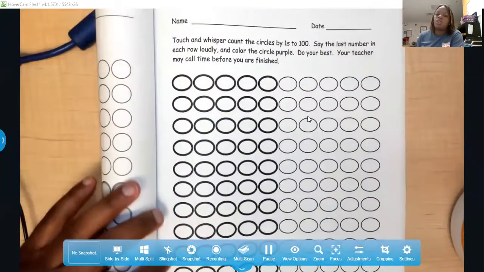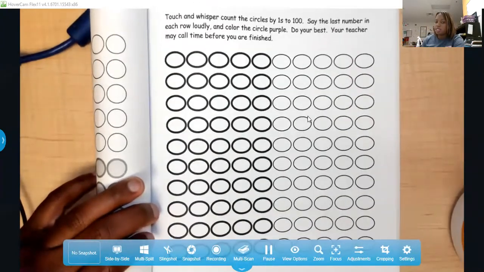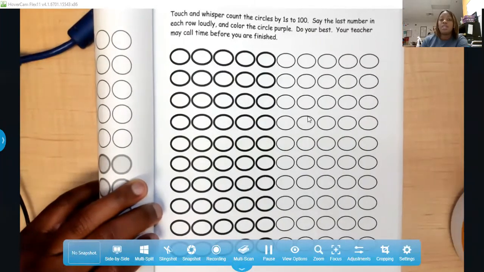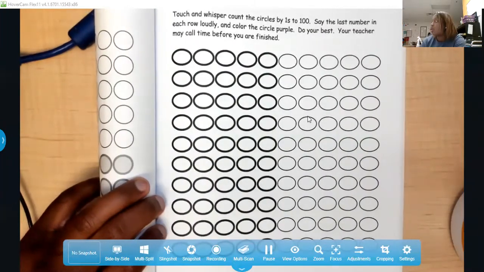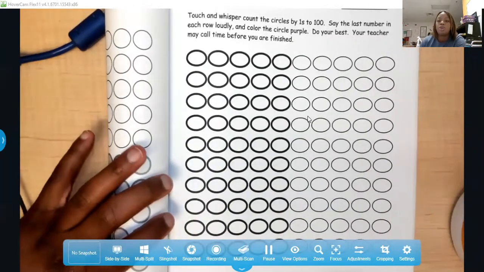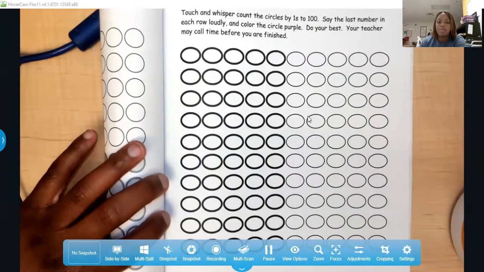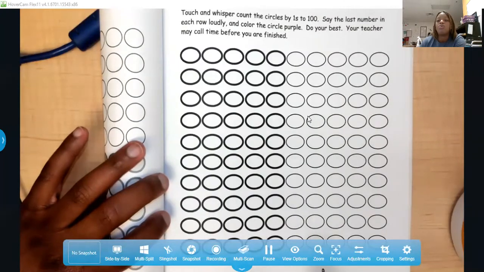I do want to look at our exit ticket because it is crazy. Before you left, we did not have a chance to touch on our hundreds as much, but Module 5 does incorporate your hundreds. So what you're doing here is you're going to touch and whisper count the circles by ones all the way to 100. You're going to say the last number in each row loudly and color the circle purple. Do your best.